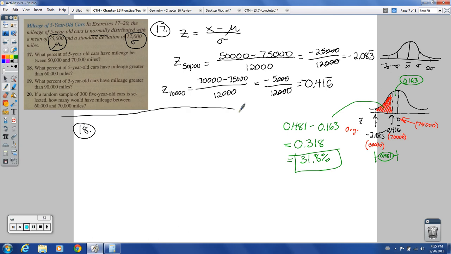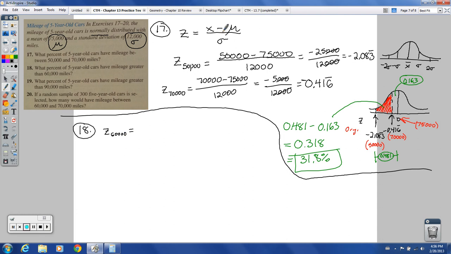I'm going to be using a similar idea here. I'll just segregate those two things there. So it's still the same values here and here. What percent of 5-year-old cars have mileage greater than 60,000 miles? Okay, so let's find the z-score for 60,000. We're going to have to find that first of all.